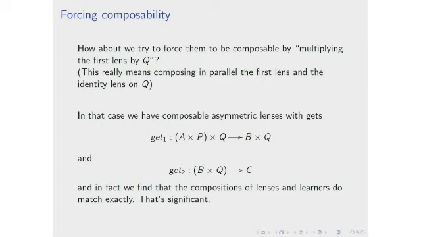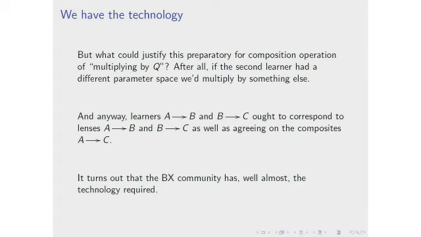Okay, but it's still kind of weird, right? You know, what's this multiplying with Q business? And if it was something else, I'd be multiplying with something else. And I suspect Zinvi is going to say something Kleisli-ish at some stage in the morning. But it's okay. Anyway, the lenses really ought to go from A to B and B to C, not from A cross P to B or A cross P cross Q to B cross Q or stuff like that. And it turns out the bidirectional transformation people have pretty much what we need to do this. So do you want to see it?